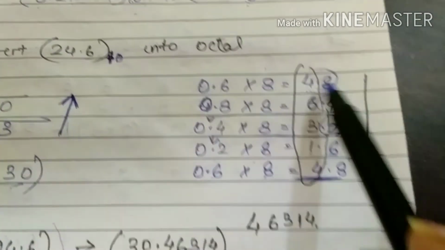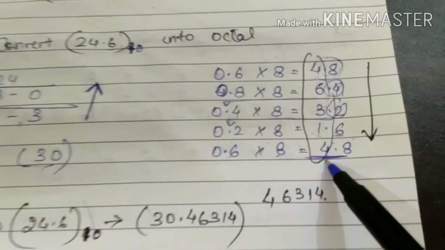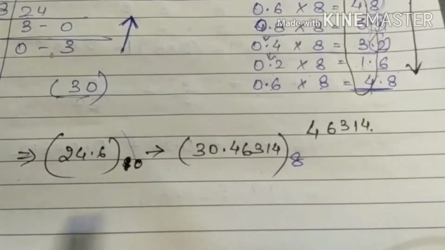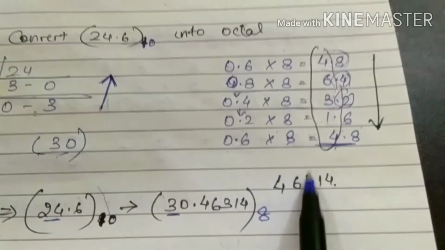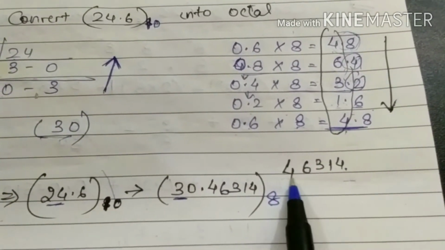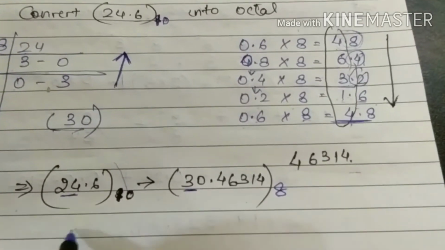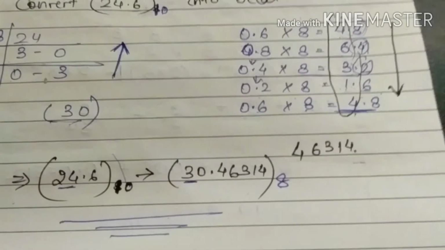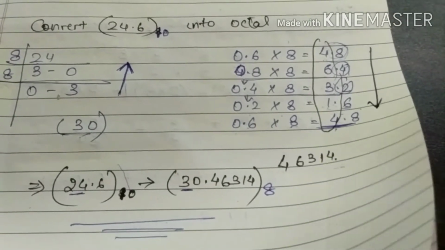So let us record the integer parts. What is this? 46314. Got it? So now my equivalent octal number is what? For 24 it is 30, and for 0.6 I have solved just here, that is 46314. Right children? So this is how we can convert decimal into octal. Right? Now let us proceed.